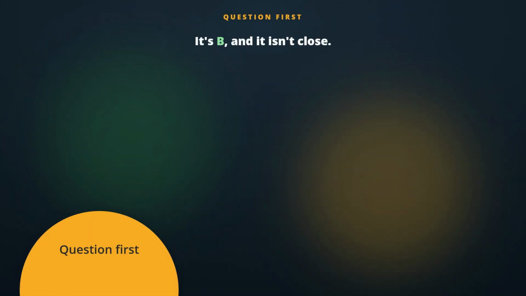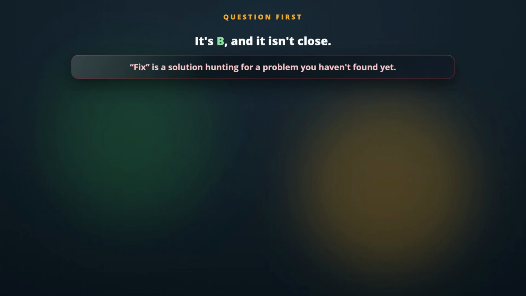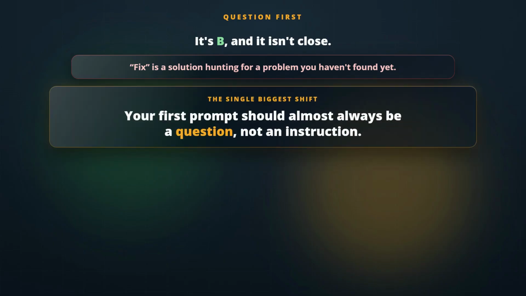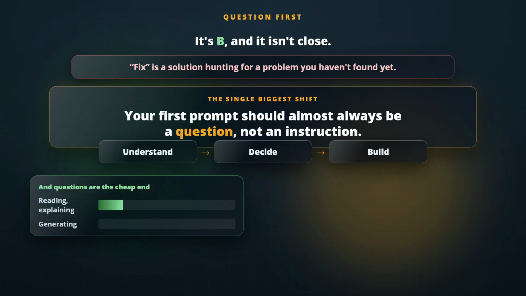B, and it isn't close. Fix is a solution hunting for a problem you haven't found yet. This is the single biggest shift when you move from a chat window to a real code base. Your first prompt should almost always be a question, not an instruction. Understand, then decide, then build. And the good news is that questions are the cheap end of the tool. Reading and explaining costs a fraction of generating, so ask a lot of them.